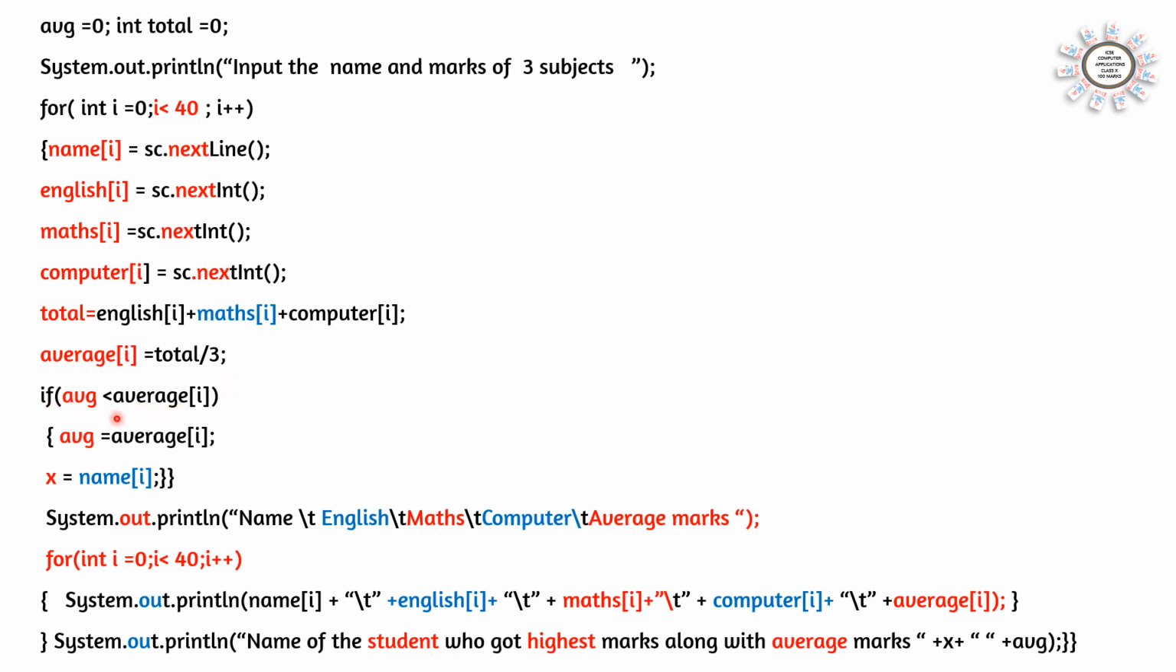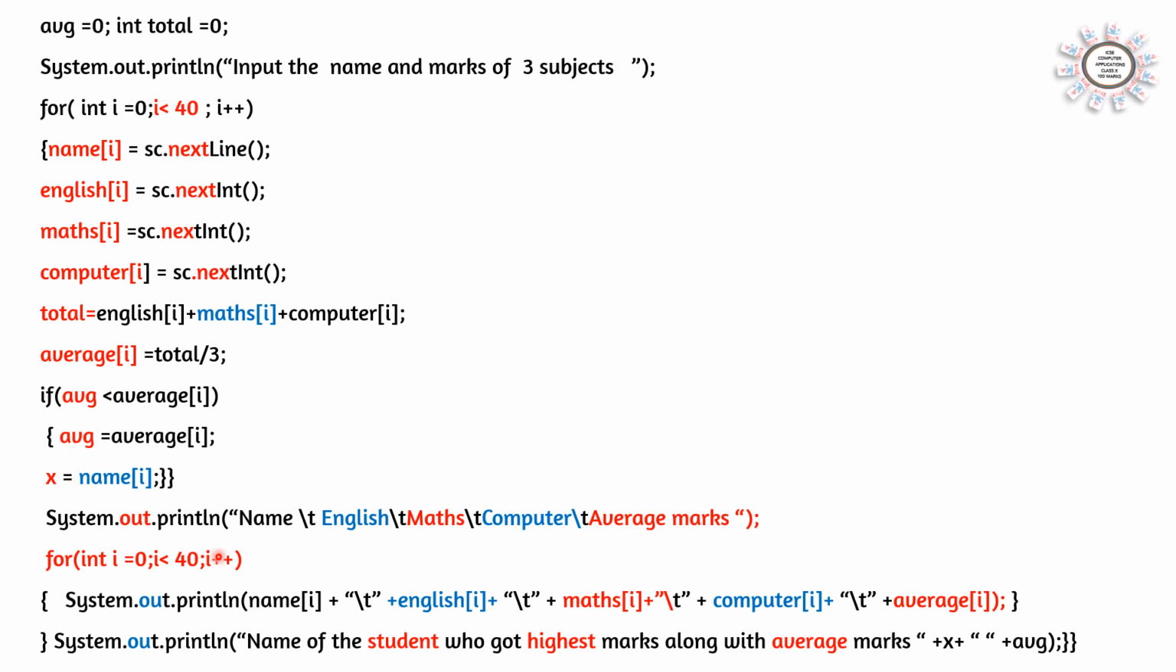If AVG is less than average[i], that means we want the name of the student who got the highest mark and his average. So if AVG is less, then AVG is equal to average[i]. That marks will go there, and in X the particular student's name will go. X is equal to name[i]. So check the condition. If it is less, the particular student's average marks and name will go to AVG and X.